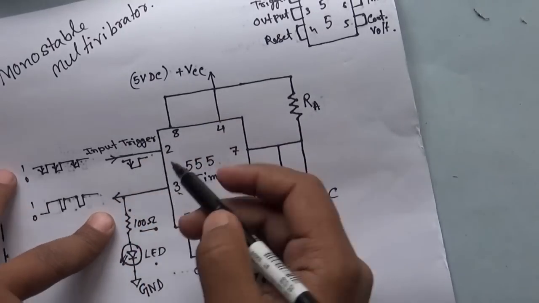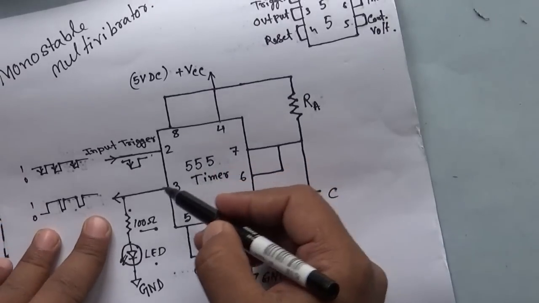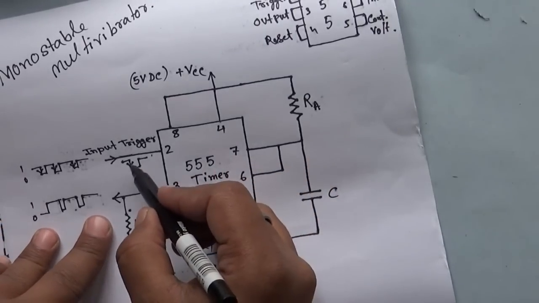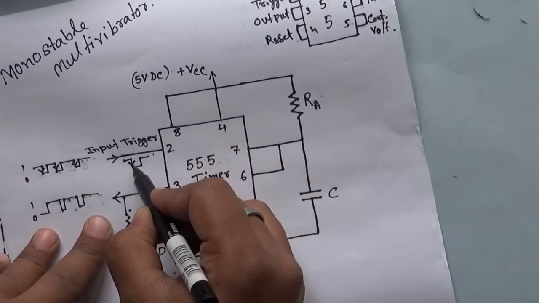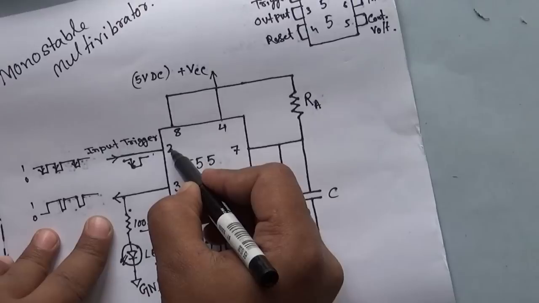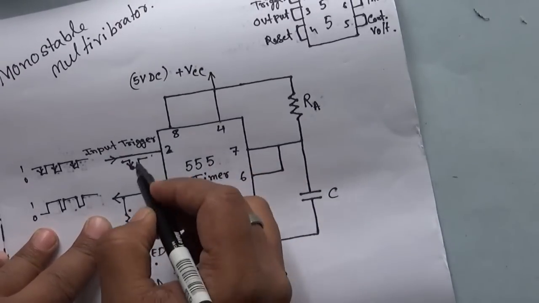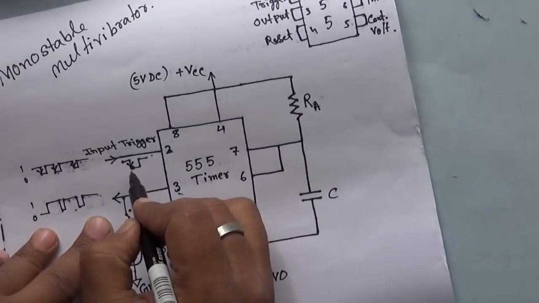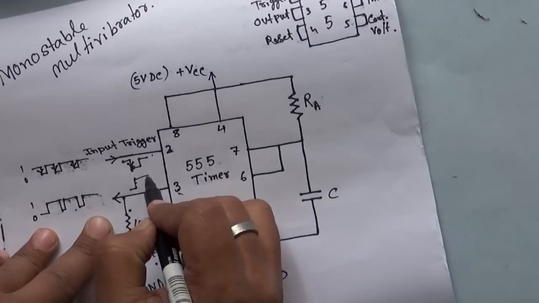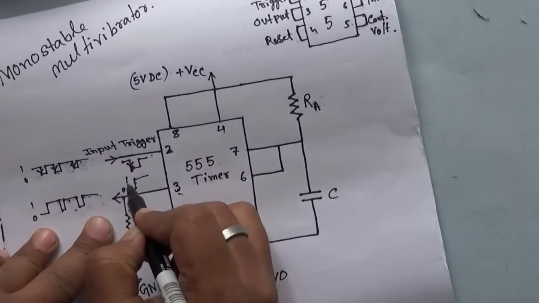Due to this negative edge trigger, the output goes high. Here the pulse is going down, pin 2 gets low voltage, pin 3 gets high voltage and sustained for some time.